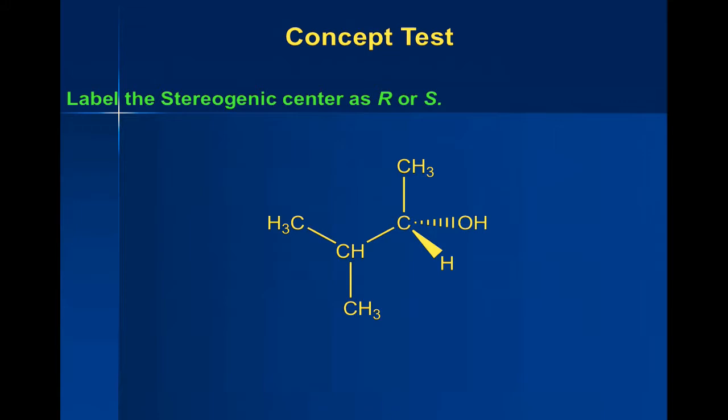Now, what if I had not shown the dashes and the wedges here, and I had just put a bond to hydrogen and a bond to OH? You wouldn't know, would you? You have to know whether or not something's coming out towards you or away from you. And in fact, if I didn't show you the dashes and the wedges, you would assume that it's racemic, meaning what? What does it mean to be racemic?